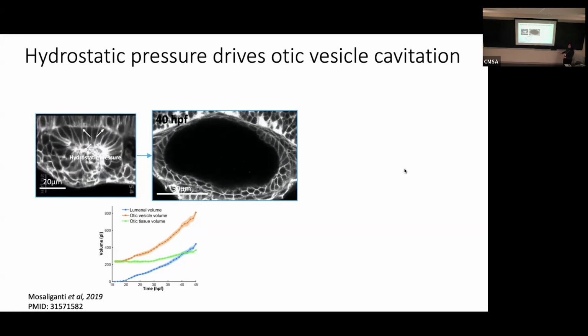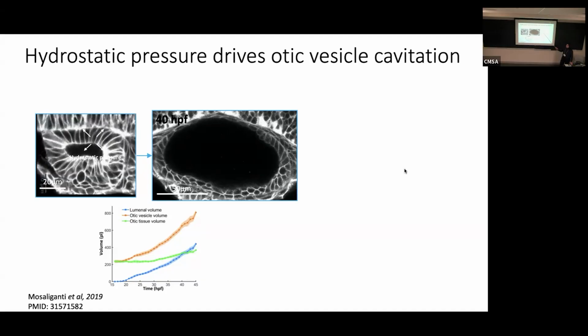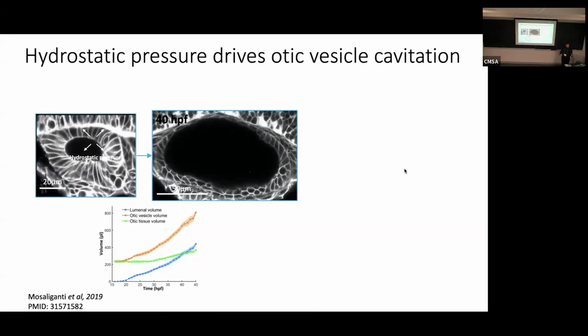So this continues to happen from about when the fish is 15 hours old till about 2 days old. And it results in the formation of this tight epithelial structure. It's a single layer structure, yeah?